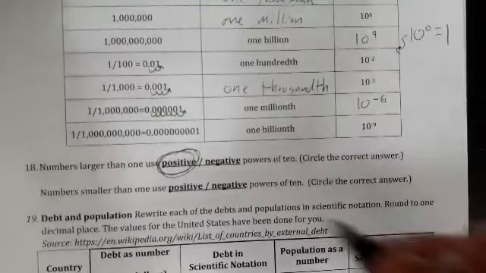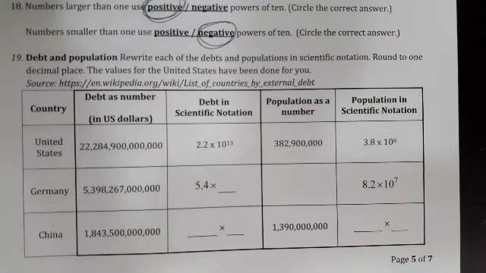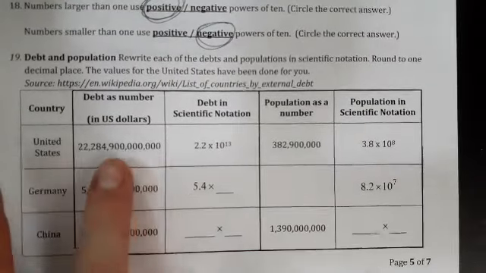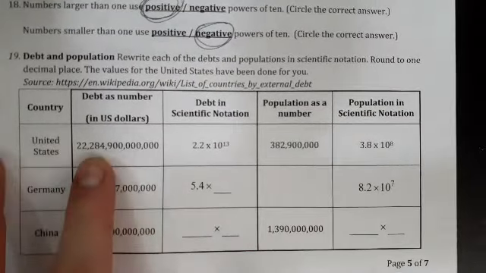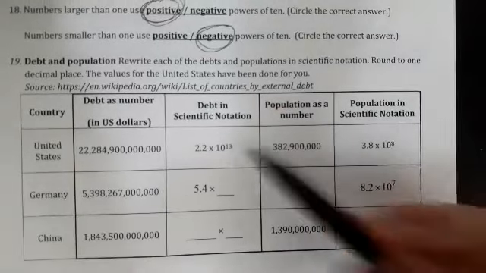Depth in population. Rewrite each of the depths in populations in scientific notation. So we want to do these in scientific notation. A good way to do this is you're counting the zeros, right? So 3, 6, 9, 12, and another one will give you 13 to put the decimal right here. So 2.2 times 10 to the 13th.